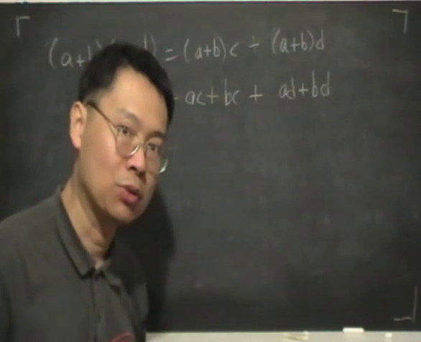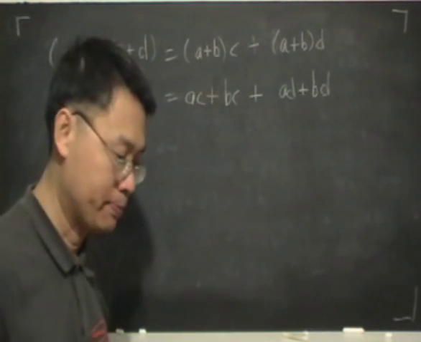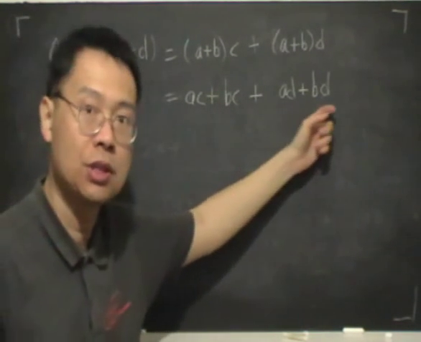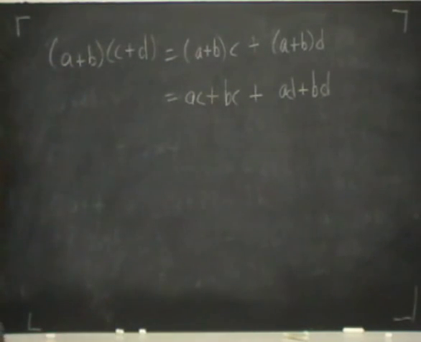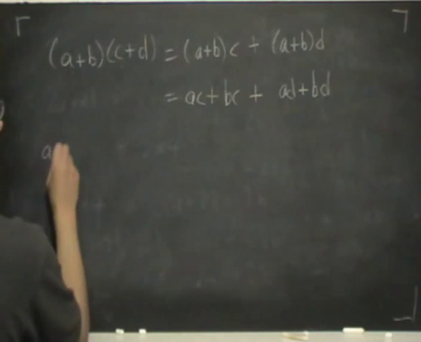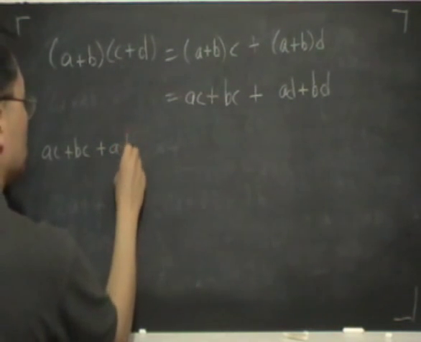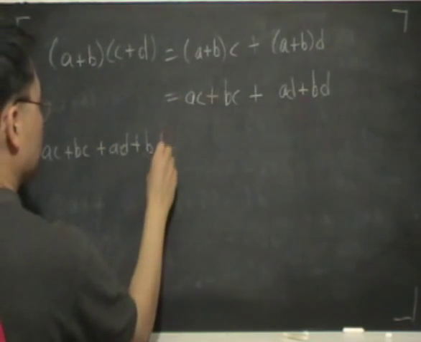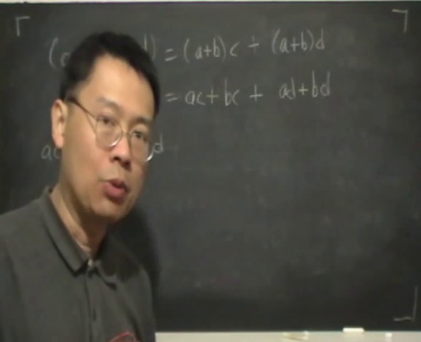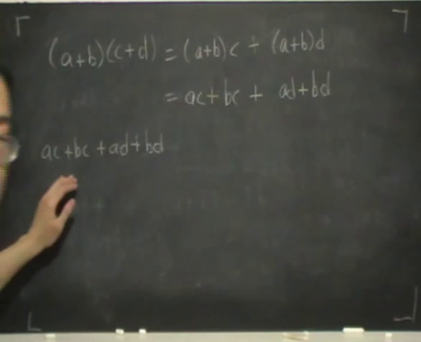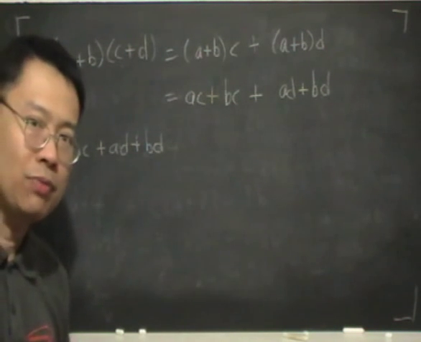Factorization, that's what we are going to talk about now. What has this got to do with factorization? Look at this expression here, this long, complicated expression. Let me write it down here again. AC plus BC plus AD plus BD. What I want to do now is to factorize this. Can we factorize this?